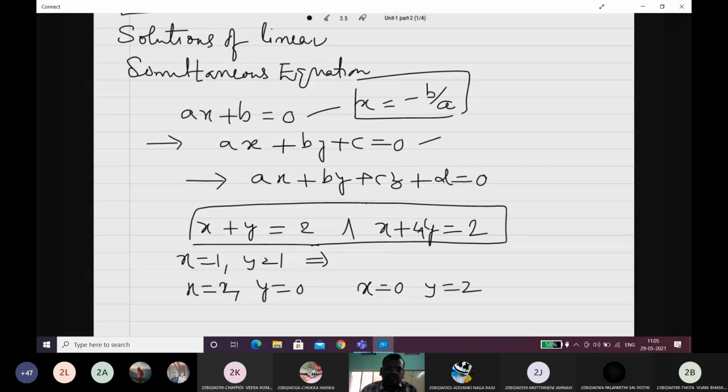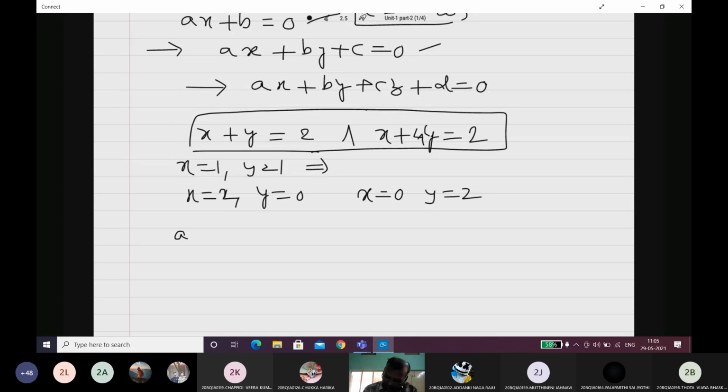Is it clear? It is not so easy to find that value. In such phenomena, in our lower sections, we have to use two, three or more methods to find the solution of a system of equations of the form like this.